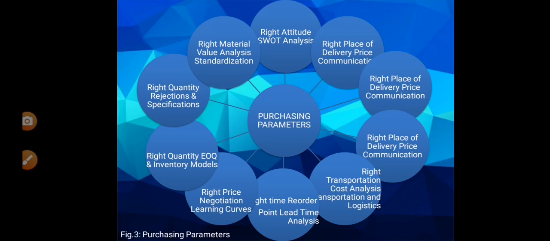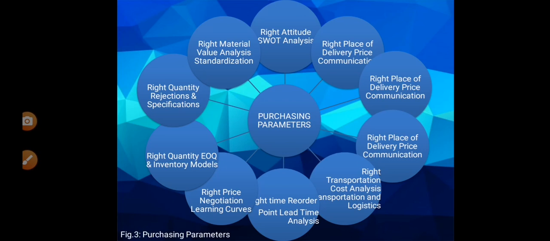Next is the right contract. The buyer has to adopt separate policies and procedures for capital and consumer items. He should be able to distinguish between indigenous and international purchasing procedures. He should be aware of the legal and contractual aspects in international practices too.